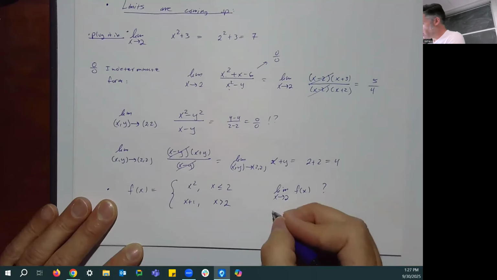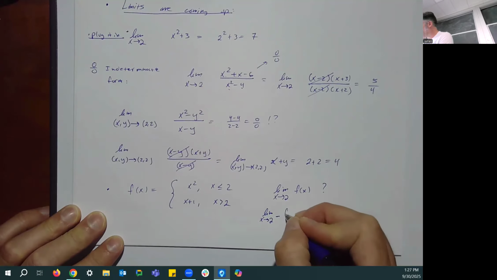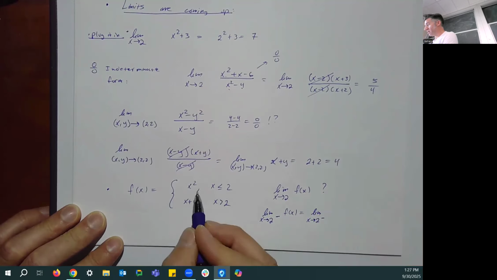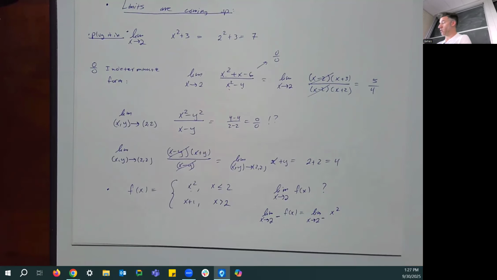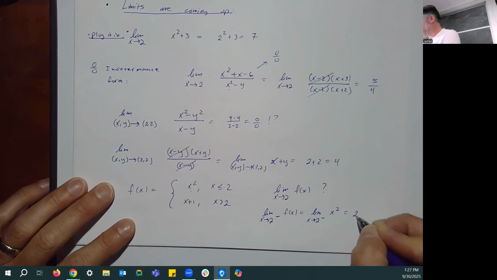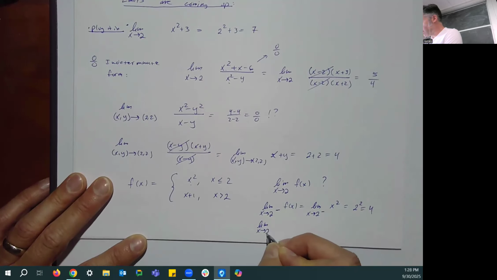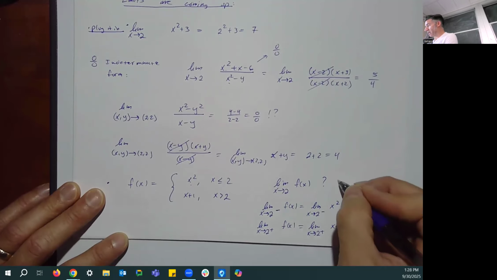So here, the limit as x approaches 2 from the left of f of x is equal to the limit as x approaches 2 from the left of x squared, because that's what the function is defined to be on the left side of 2. And if you plug in 2, you get 2 squared, which is 4. On the other side, if you take the limit as x approaches 2 from the right of f of x, you get the limit as x approaches 2 from the right of x plus 1. You plug in 2, you get 3. Not the same. That means the limit does not exist.